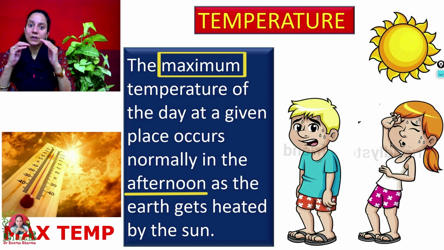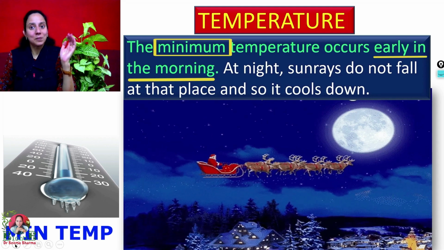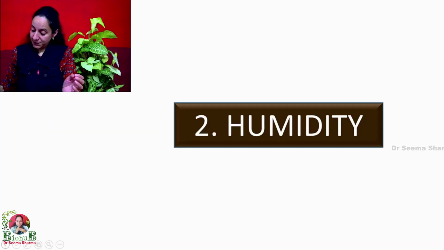So at that time, it's the maximum temperature. Minimum temperature occurs early in the morning, around 3 to 4 a.m. So this was about temperature and its importance as one of the elements of weather. Second element of weather is humidity.